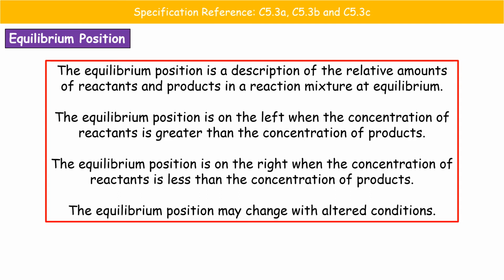If we now consider equilibrium position in more detail, when we're actually referring to the equilibrium position, it's a description of the relative amounts of reactants and products at that point of equilibrium. If we describe the equilibrium position as being on the left, then that means we've got a greater concentration of reactants than products. If we describe the equilibrium position as being on the right, then the concentration of reactants is less than the concentration of products. And if we change the conditions, we can actually change where that equilibrium position sits.